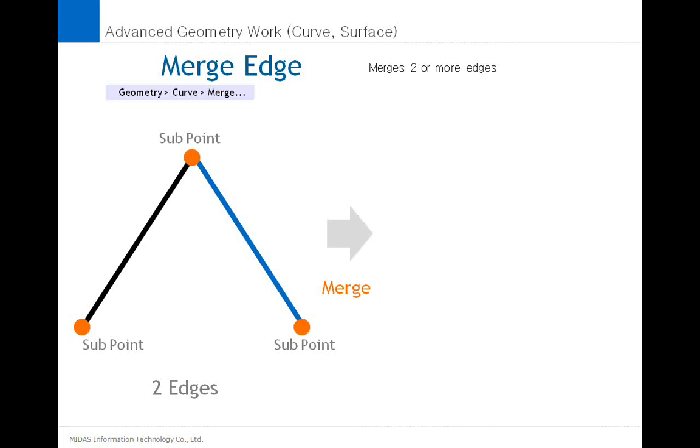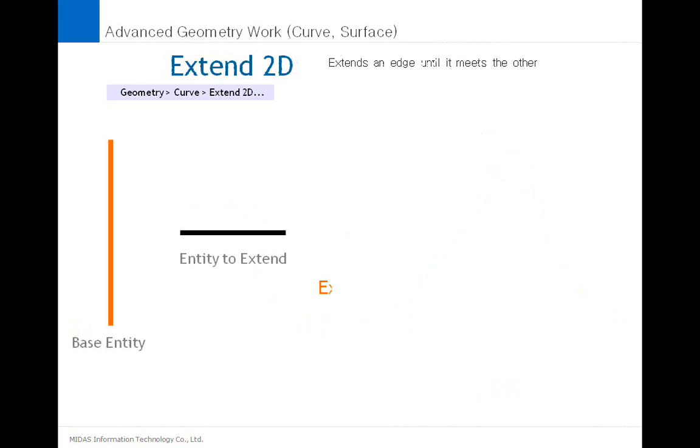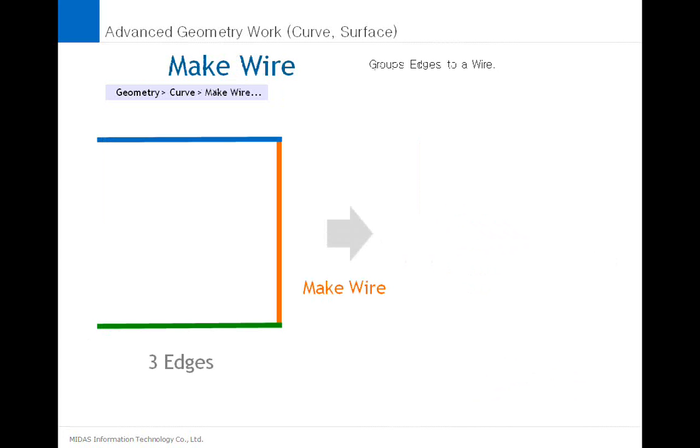So moving over to some of the advanced features we can do with the basic shapes. We can merge two edges to create a single edge. Now the single edge will have only the end subpoints, no middle subpoint. We can extend a curve perpendicular to a base entity, and this is the extended edge. We can make a wire from several faces, and then from a wire we can, in just one shot, create a solid by using some of the extrusion functions.